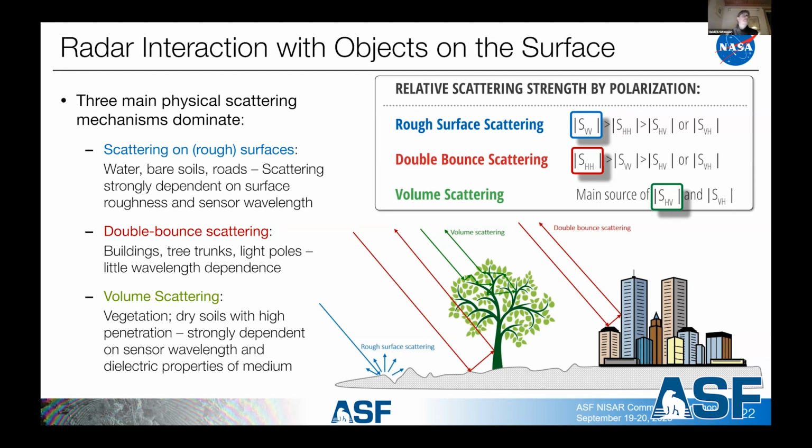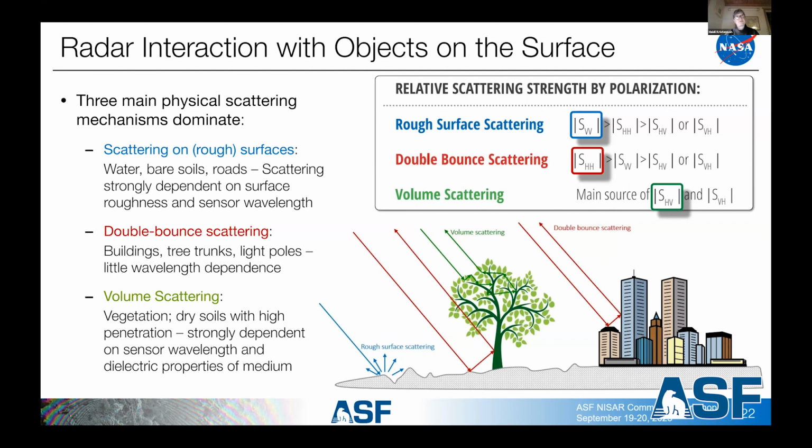HH is very sensitive to double bounce scattering, so that dihedral reflection, where you have the signal coming in. For example, in an urban setting, it hits a parking lot, a very smooth surface, and then bounces off a building and back to the sensor. So you get very high returns, especially in HH. Same thing on the ocean. You have a signal that's coming in, it's hitting the smooth surface of the water, but then if there's a ship there, rather than just scattering off into nowhere, it's hitting that ship and returning back to the sensor.